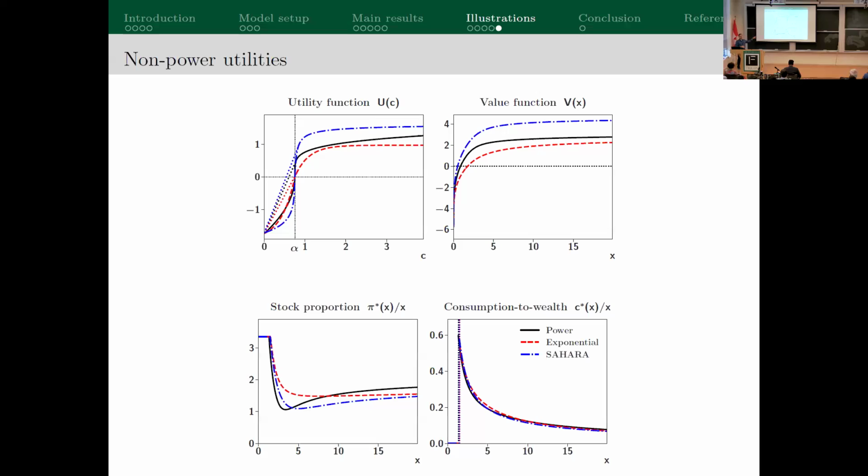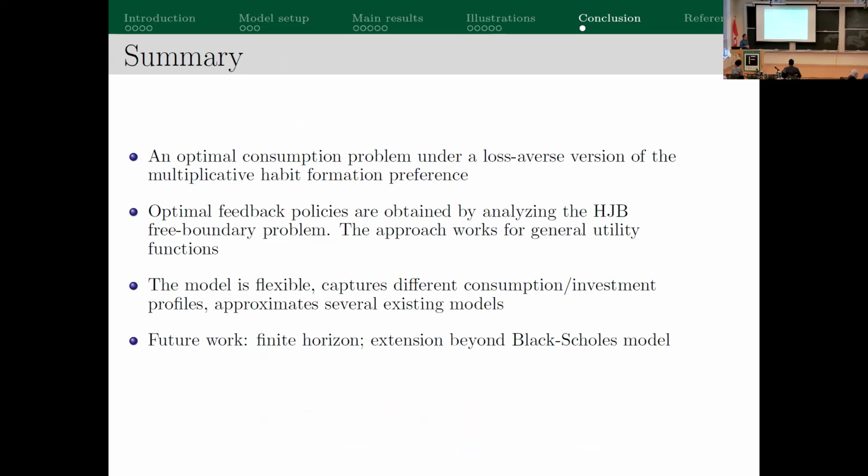Let me finish with just the slide. Everything was for power utility, but I need to tell you that I did everything for general utility. So I need to show you some other utility. I'm doing exponential utility, which doesn't scale, because with exponential utility you keep it above zero. I also do SAHARA as well, which is a different version of utility. I don't have a story, but it works with them. So let me finish. I'm on time.